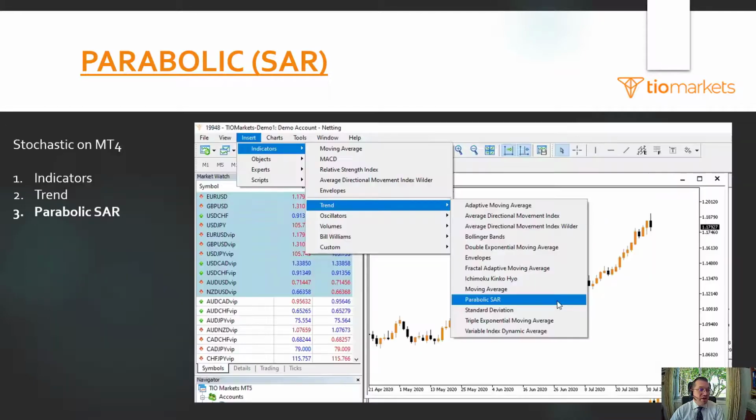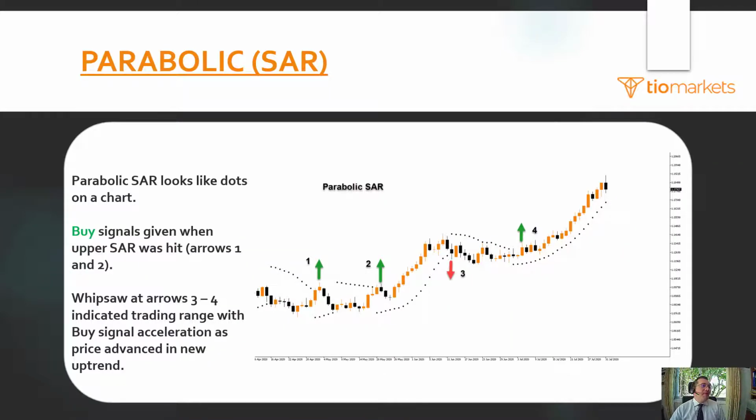So let's get into it now. How do we find it on the MT4 platform? Well, open your MT4 platform, insert indicators, trend. It's not an oscillator, we're looking at trends. And then it's your Parabolic SAR, or stop and reverse. That's what SAR stands for. So here we go. The Parabolic SAR looks like dots on a chart, and that's what we're seeing here. It's just simple dots above and below prices.